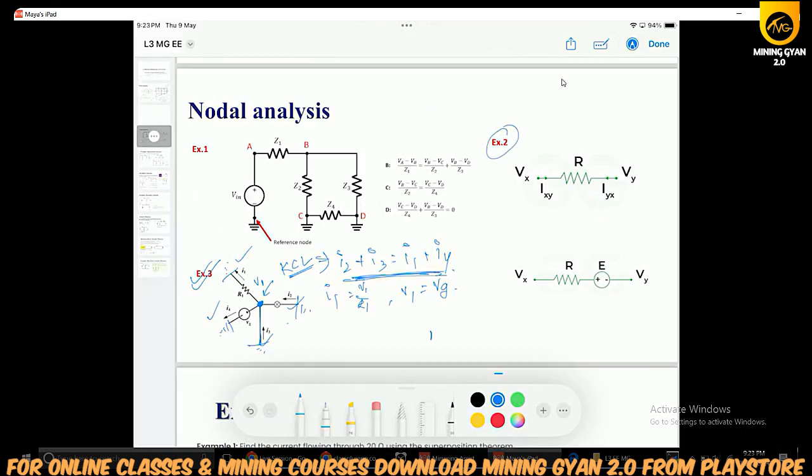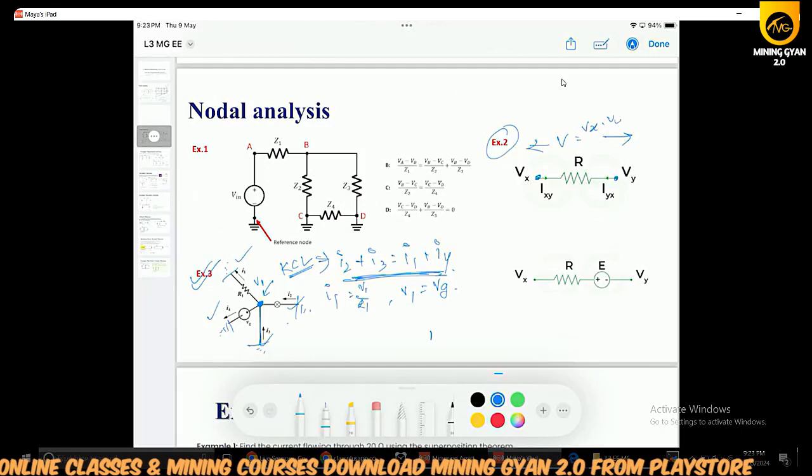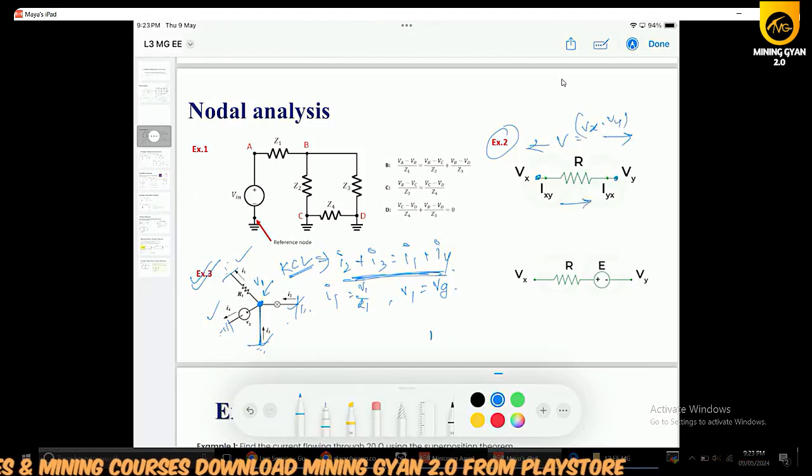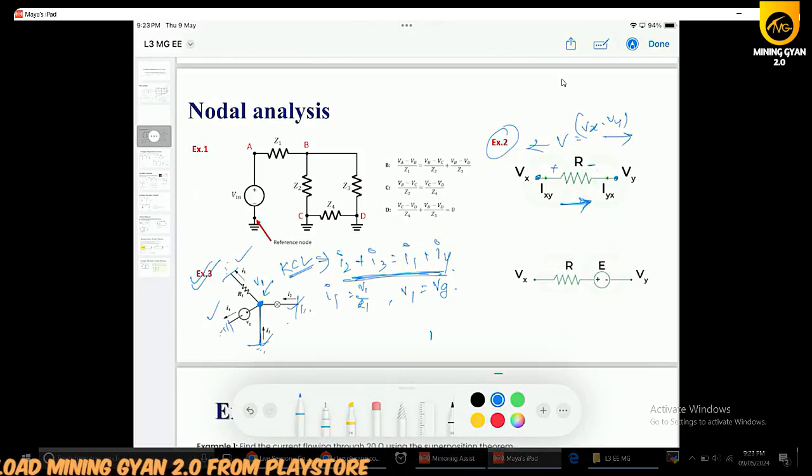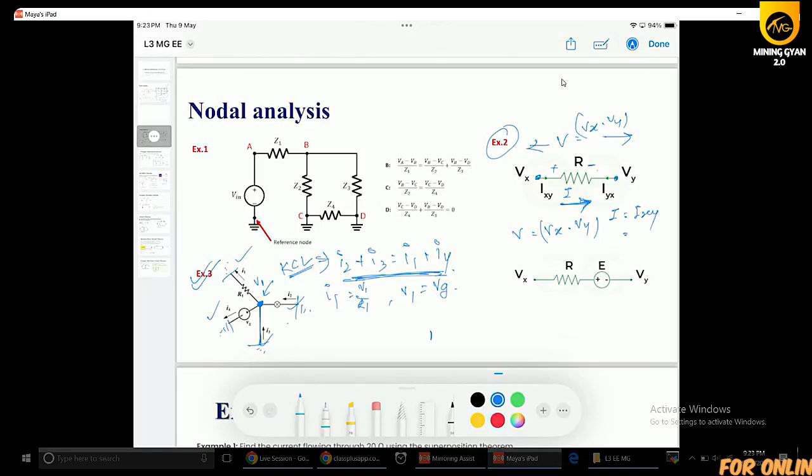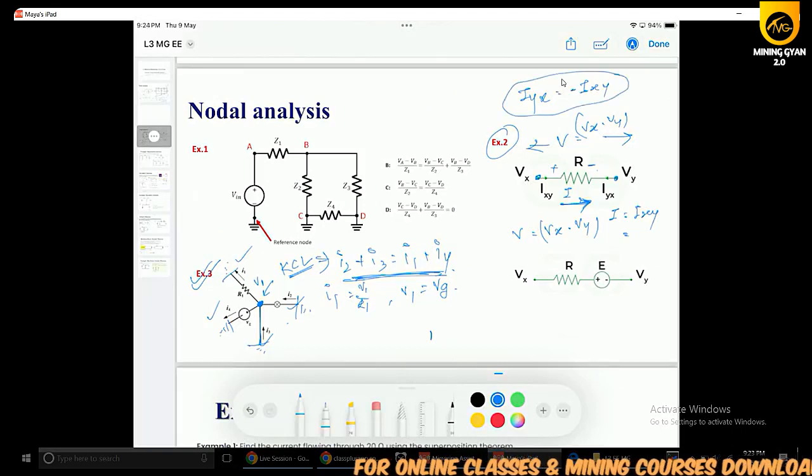After that, let us see the next example. This is the first terminal and this is the second terminal. So the total voltage across this will be V equals Vx minus Vy if current is flowing in this direction. If we are considering this convention, then there will be a potential drop across this element, and hence the total voltage will be Vx minus Vy, and the total current will be I equals Ixy. You can see that Iyx is the opposite of Ixy, so Iyx equals minus Ixy, because the current value is the same but the direction is different.